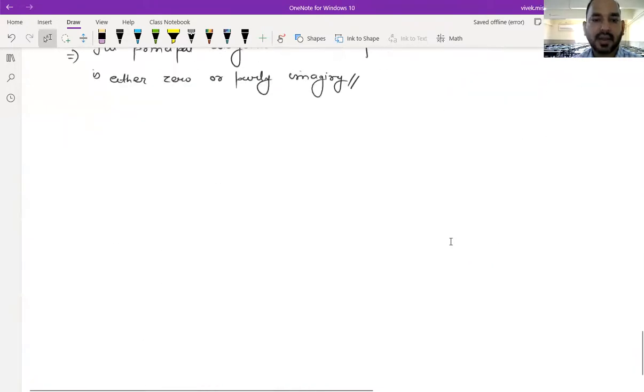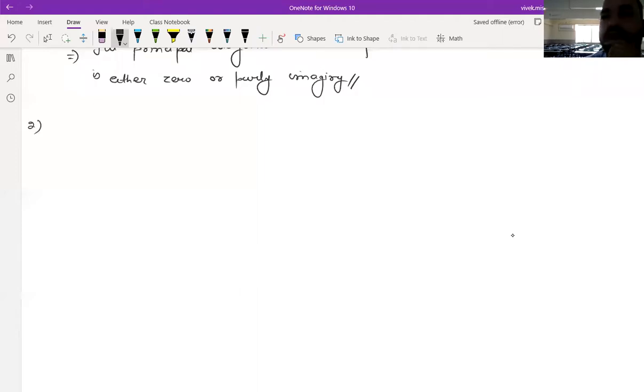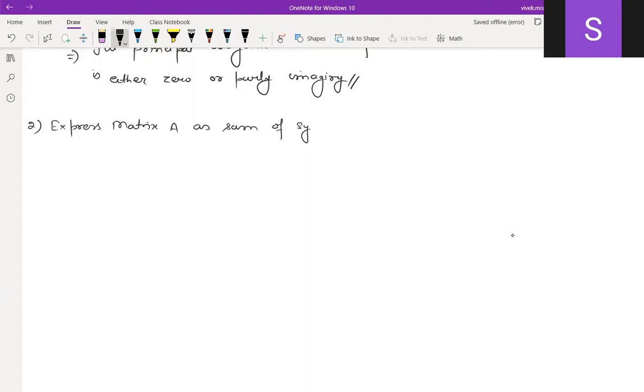Now let's take the second question. Somebody tell me what the second question is. Express matrix A as the sum of a symmetric and a skew symmetric matrix.